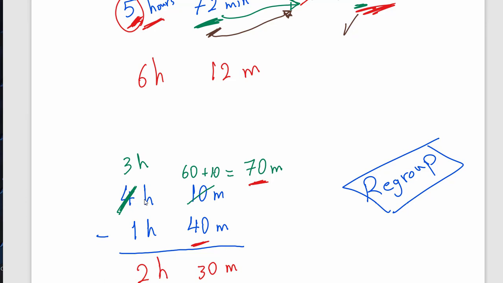Yes, this is the problem here. How many minutes in 1 hour? You took from the hour and give it to the minute. Respond to me. How many minutes in 1 hour? You don't know how many minutes in 1 hour? 60. So we add 60 minutes to the 10 minutes that we have already.